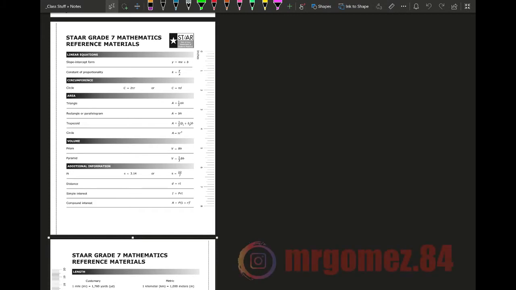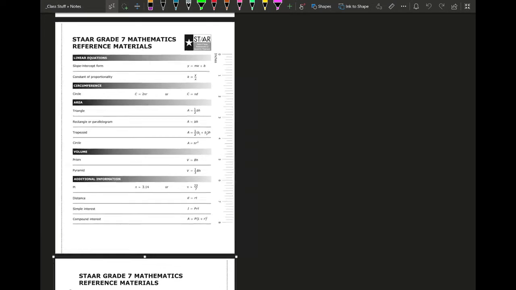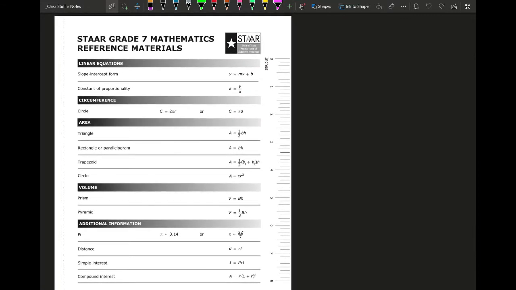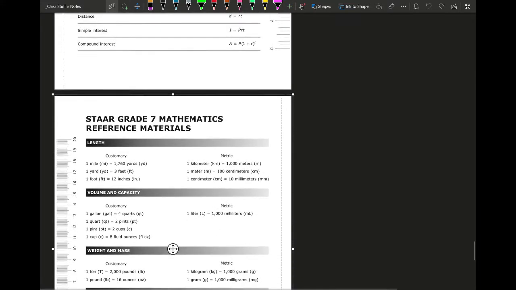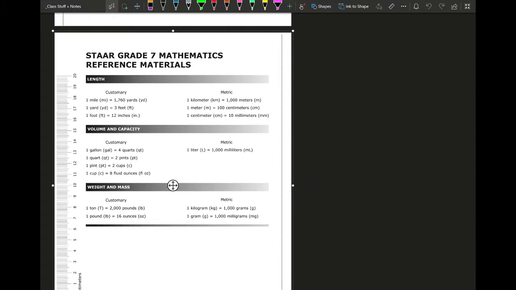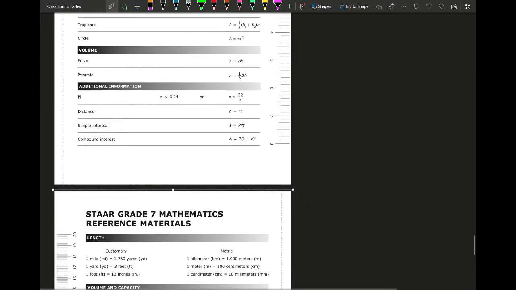This is Mr. Gomez, your favorite teacher in the whole world, and today we're gonna keep talking about the STAAR-like questions. This is just a mix of all the 7th grade TEKS that we have. Before we do that, I want to remind you that this is the reference chart, the reference material that we use for 7th grade. It has all the formulas that we need, as well as conversion factors, and this is always going to be provided to every 7th grade student once you take the test. It's going to be different for 8th grade, 9th grade, and so forth. But this is the one that we're going to be using.